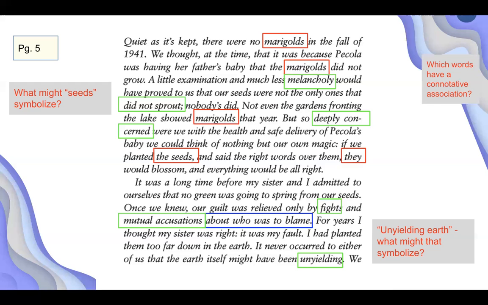So as you're processing this, one of the other things you need to understand is that she tells you right up front, this is what happened. Pecola was having her father's baby that summer. And Claudia is our narrator. She's telling us this. Pecola is very young. So we already know something horrible has happened. This novel is going to have a lot of things that have happened.